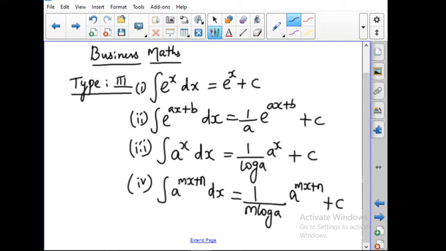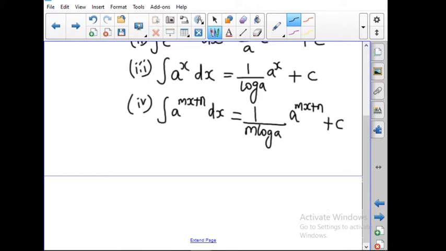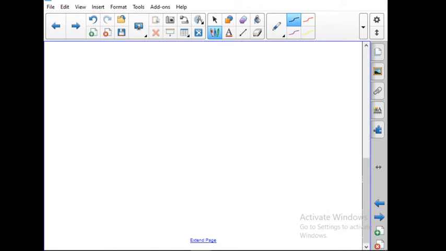So these are the four formulas we are going to use in the next exercise 2.3. The first formula is integral of e power x, then with the coefficient of x, and then a power x, where a is constant and x is the variable, and a coefficient of x, that is m. With this we are going to start with exercise 2.3. Note down all these formulas in your notebook and then start with exercise 2.3.